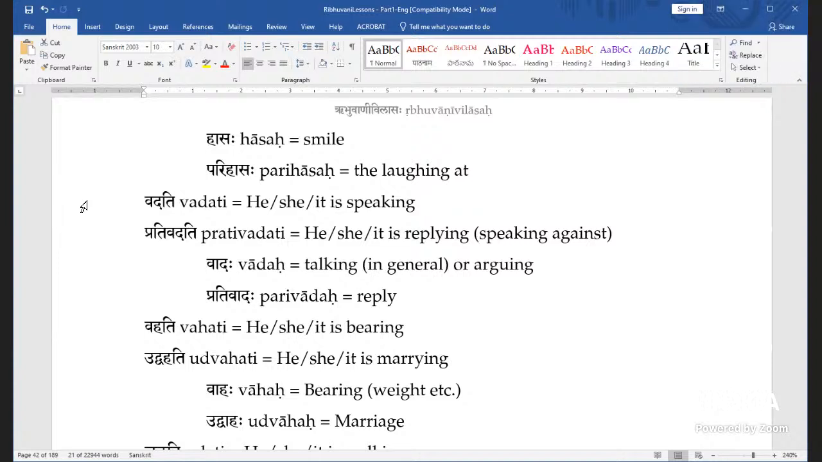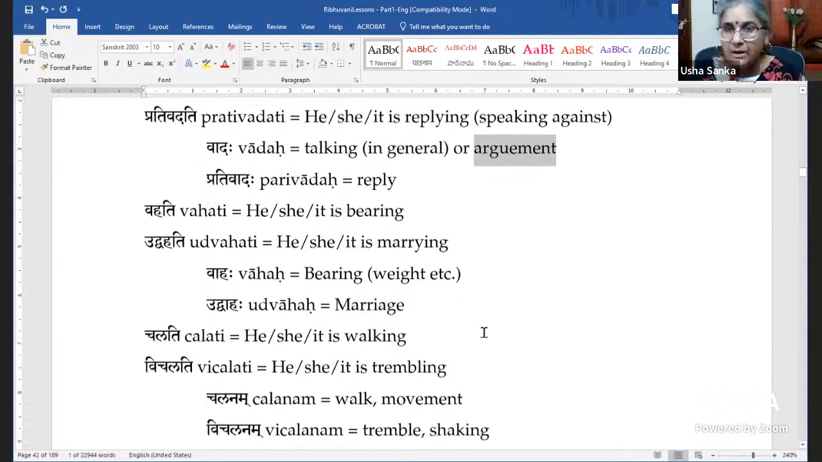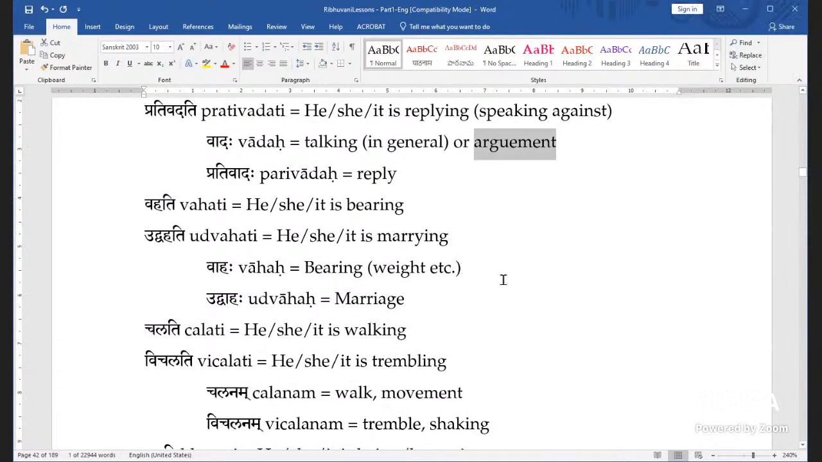Prativadati, sorry. Vadaha: talking in general or arguing. Prativadaha: reply. Vahati: he, she, it is bearing. Udvahati: he, she, it is marrying. Vahaha. We can call it argument, the noun form. Vahaha: bearing, weight, etc. Bearing weight, maybe. That's what you meant. Udvahaha: marriage.